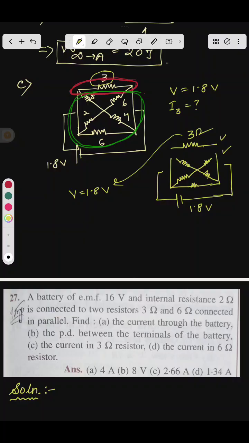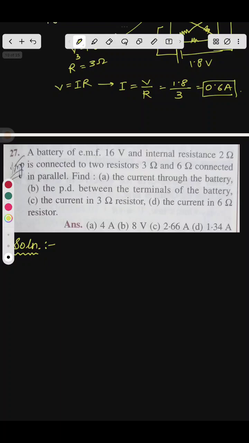So if the potential through the 3 ohm resistance is 1.8 volt, and the resistance we know is 3 ohm, to calculate the current we will apply V is equal to IR, which is called Ohm's law. From here I can say I is equal to V upon R, and V is our 1.8 and R is 3. So the current will be 0.6 ampere through the 3 ohm resistance. Okay, fine. Let's get into the next numerical.